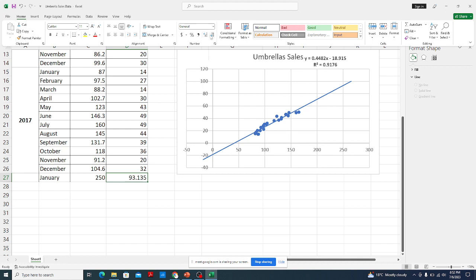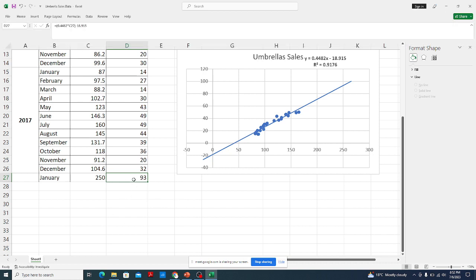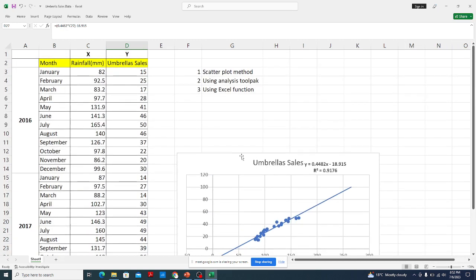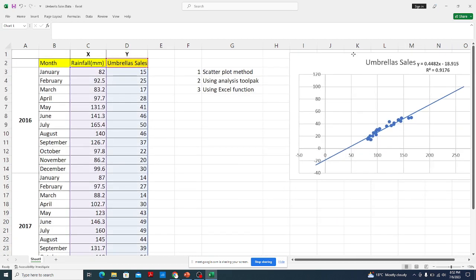Okay, so you can see our value will be 93 umbrellas. So we'll sell 93 umbrellas. Okay, yes, that's all about it. That was just a recap of what we discussed yesterday.